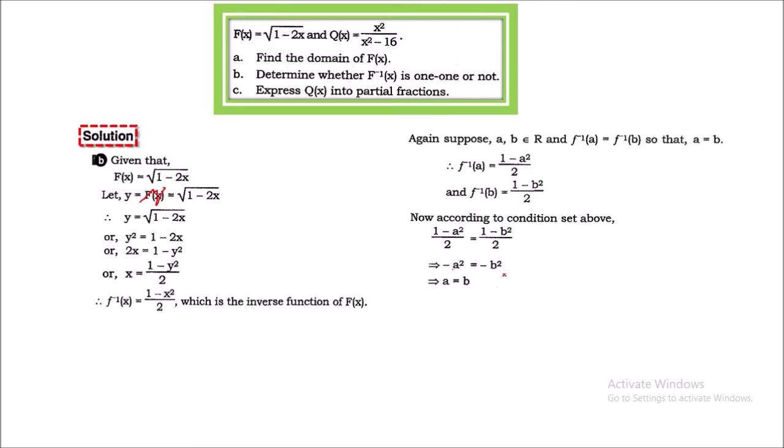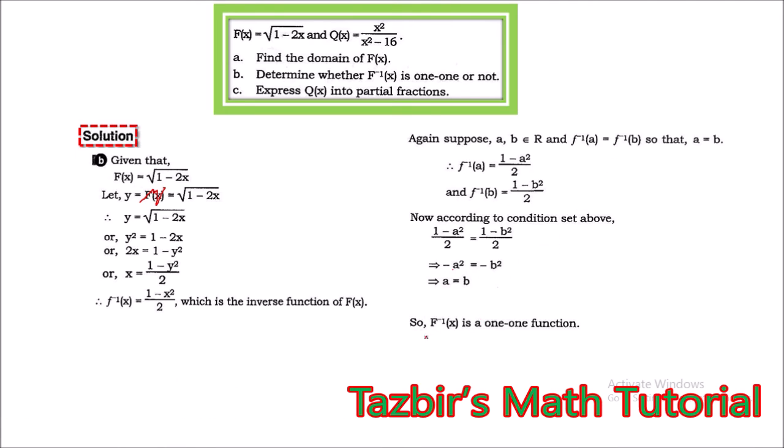Then if I take the square root on both sides, it will be a equal to b. So we can see here the condition has been successfully proved. So f inverse x is a one-to-one function and it is found.